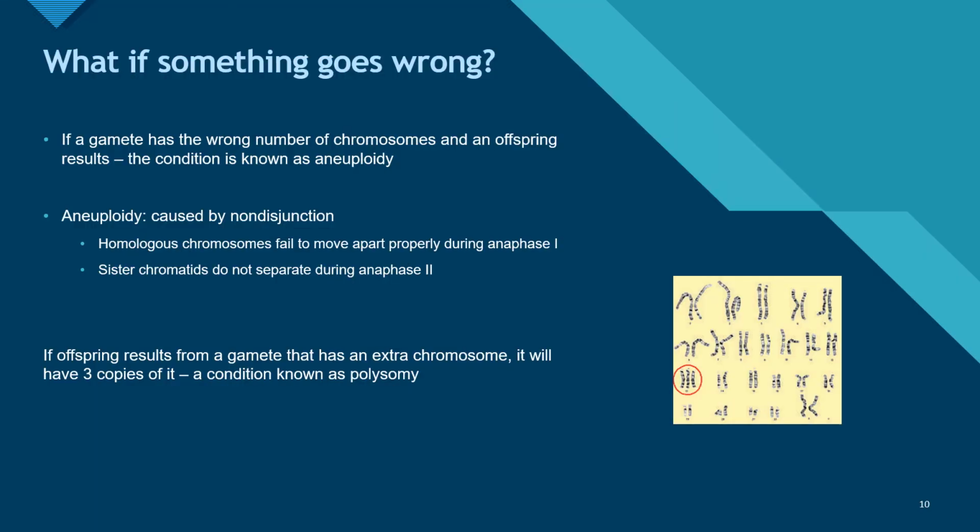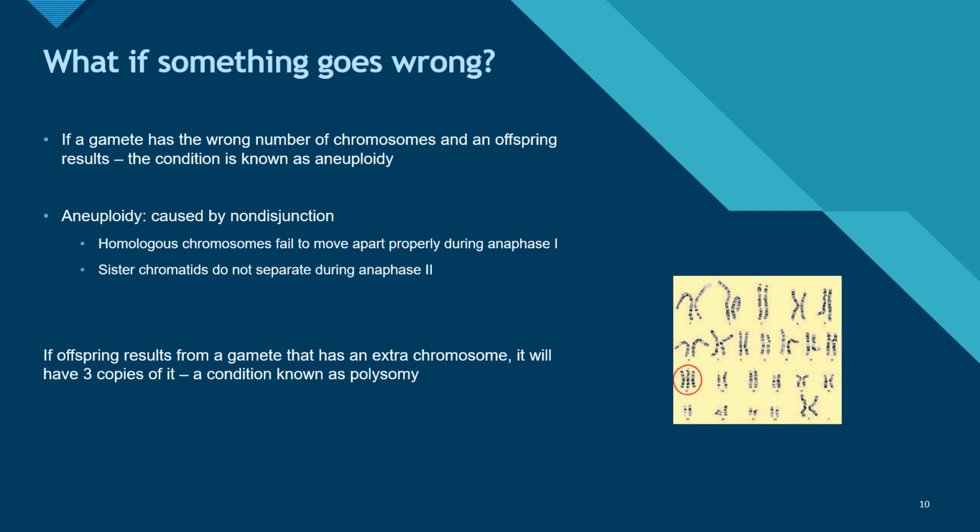So now that we've talked about all the different parts of meiosis, and we understand that it's very, very complex, just like lots of complex things, what if something goes wrong? So if a gamete has the wrong number of chromosomes and an offspring results, the condition is known as an aneuploidy. So if you're born with a random number of chromosomes, it would be known as an aneuploidy. So an aneuploidy is caused by non-disjunction. A non-disjunction is when homologous chromosomes fail to move apart properly during anaphase 1, or the sister chromatids do not separate during anaphase 2. So obviously this is very, very bad, as you are not ending up with the same number of chromosomes as most human beings. So you are going to be born differently.